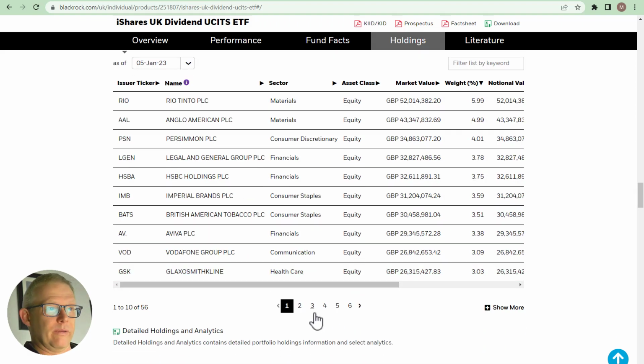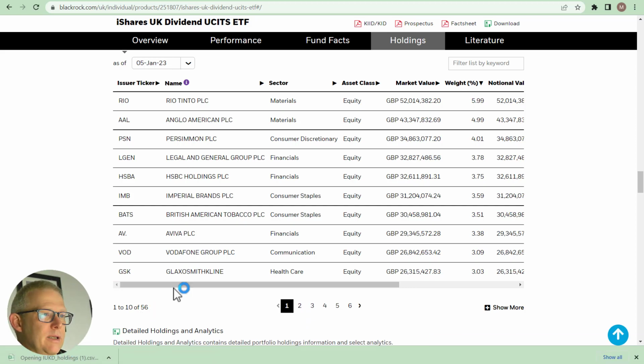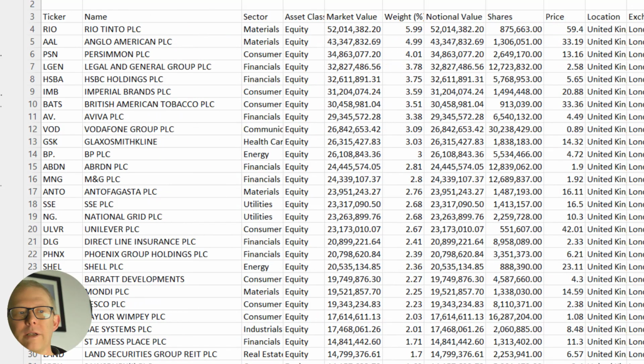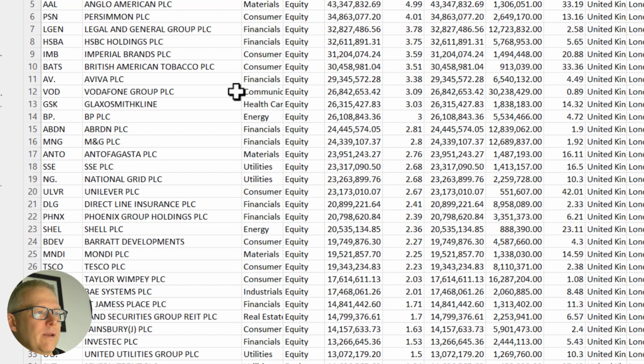what the other 50 are by just clicking through, or we can go and have a quick look at the detailed holdings. And this just gives you quite an easy to view Excel spreadsheet showing you all 50 of the investments that you would be picking up if you were having this ETF, this basket of funds, and would save you having to go and invest into them individually for that cost of the total expense ratio of 0.4%.